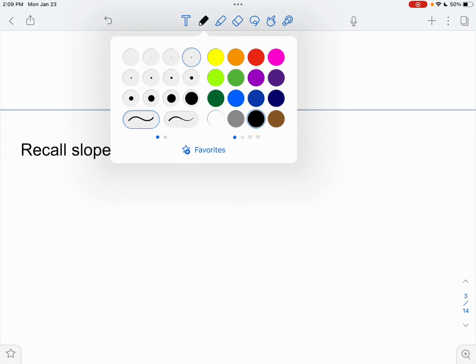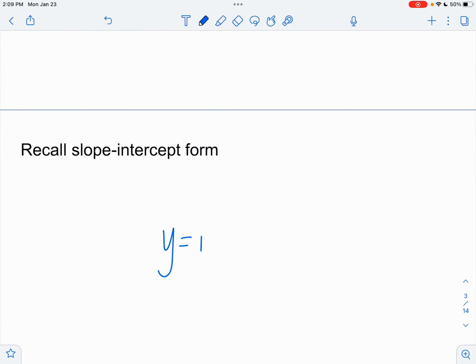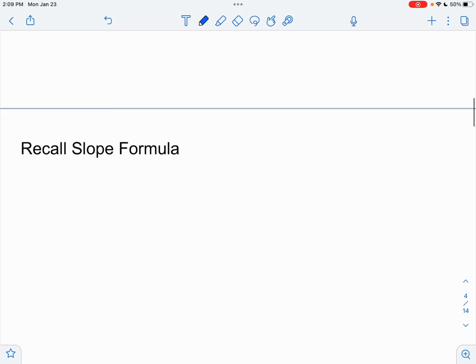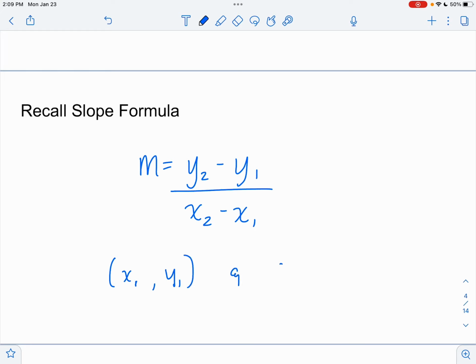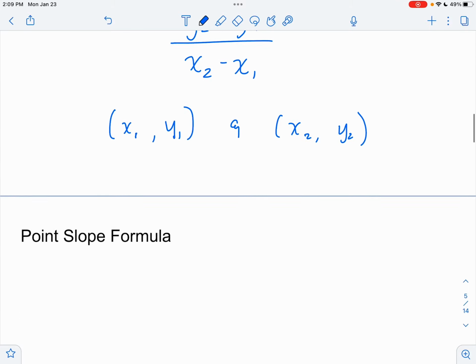Slope-intercept form. Hopefully you have this memorized by now, but it's y equals mx plus b, where m is the slope and b is the y-intercept. Slope formula. We can calculate the slope from 2 points by finding the change in y over the change in x, or calculating the rise over run. And this is, again, from 2 points, x1, y1, and x2, y2. So we would just substitute these values into the formula and calculate the slope.